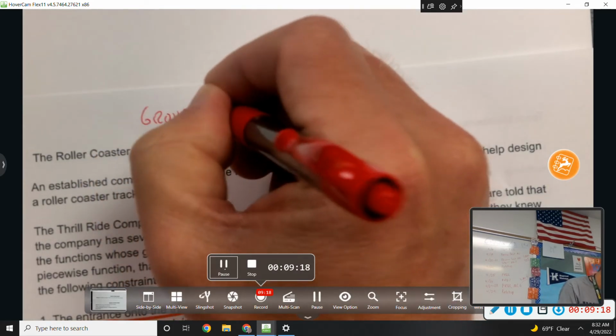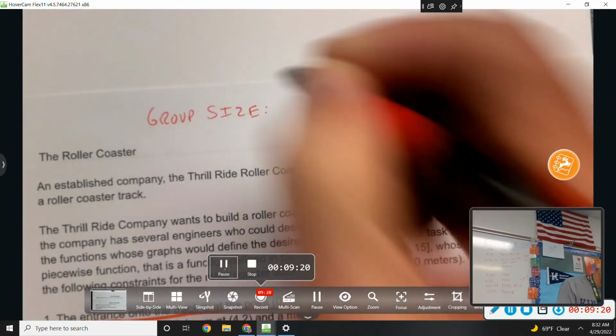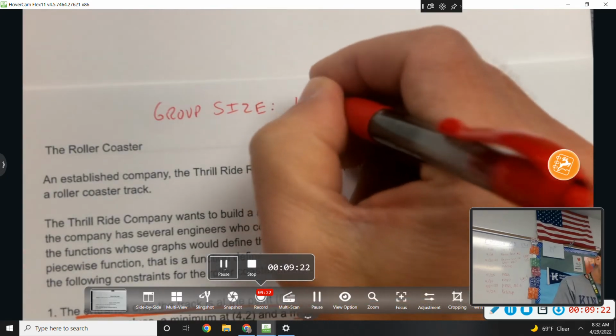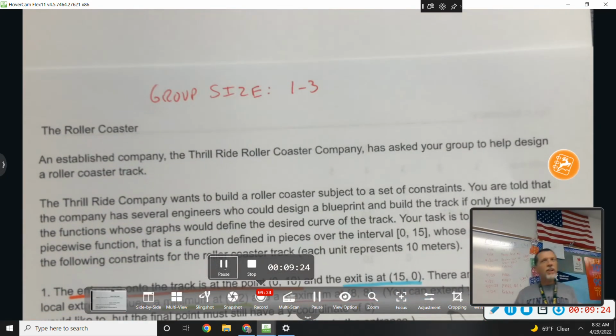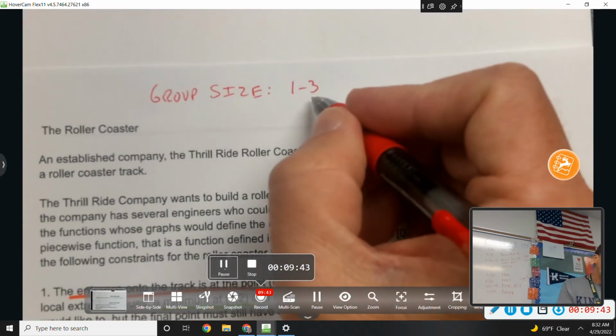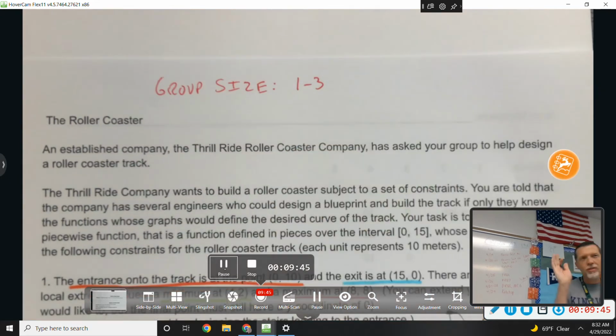So most importantly, maybe you're thinking group size 1 to 3. You can fly solo if you want to, but maximum of 3. 4 people is too many to do this particular project. If there's a group of 4 of you that want to work together, then split up 2 and 2, and you can all work together if you want to, but I need 2 projects. Max group size of 3. And again, that's good because if you get 4, then you can split into 2 and 2.